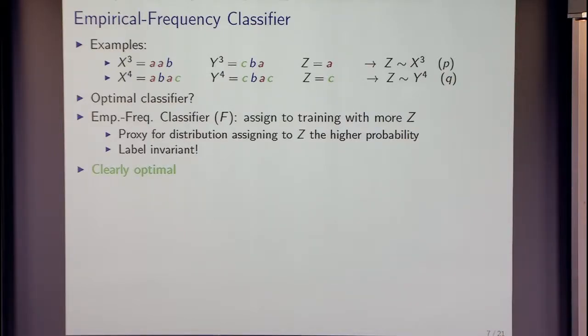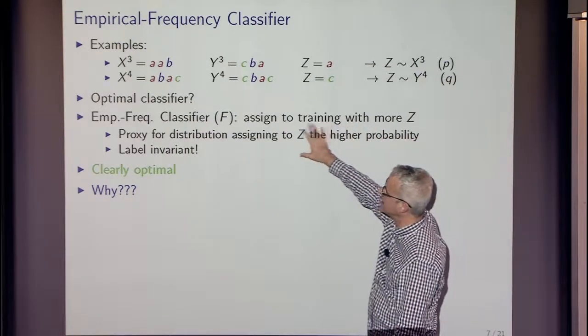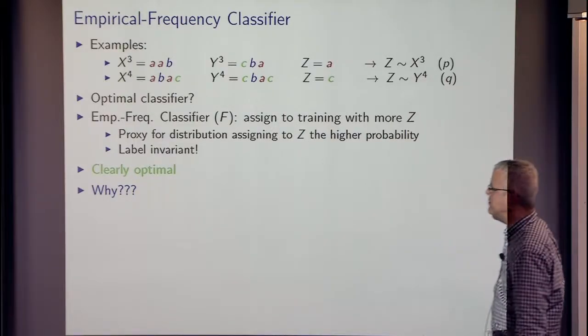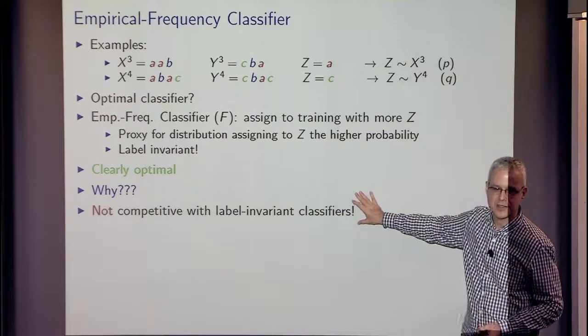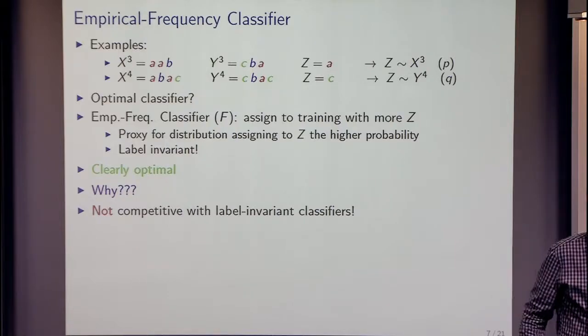Clearly optimal. Is there a question mark or no question? That's my question to you. So why, right? We don't see that it's optimal. It looks like it could be, but maybe not. So what we'll actually show is that it's not competitive with label invariant classifiers. It's actually not optimal.